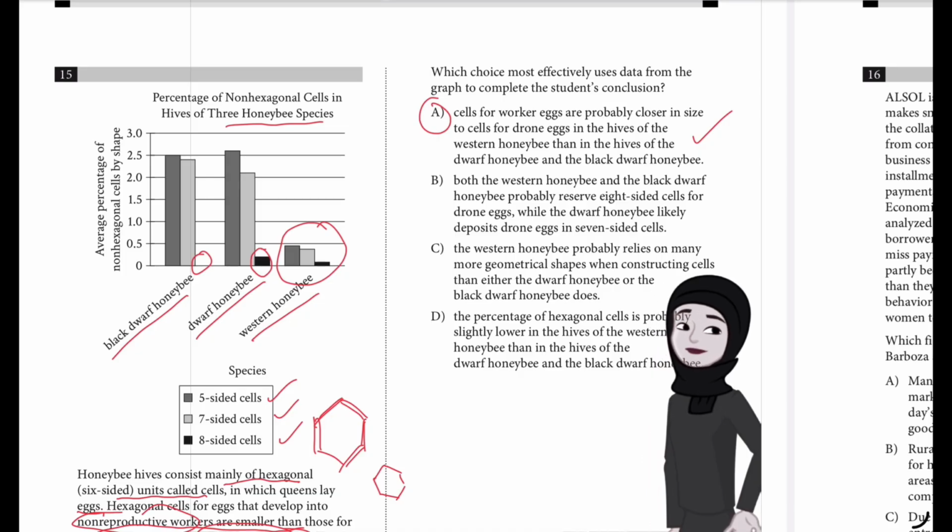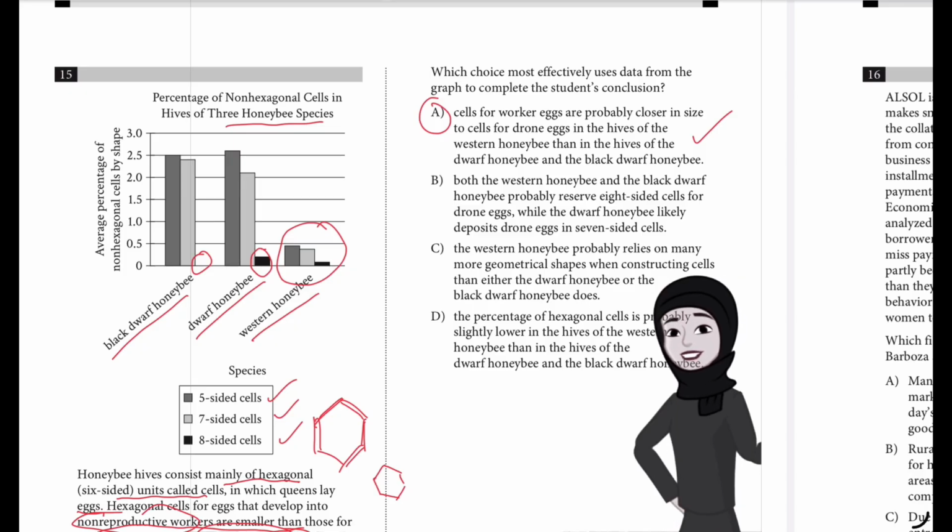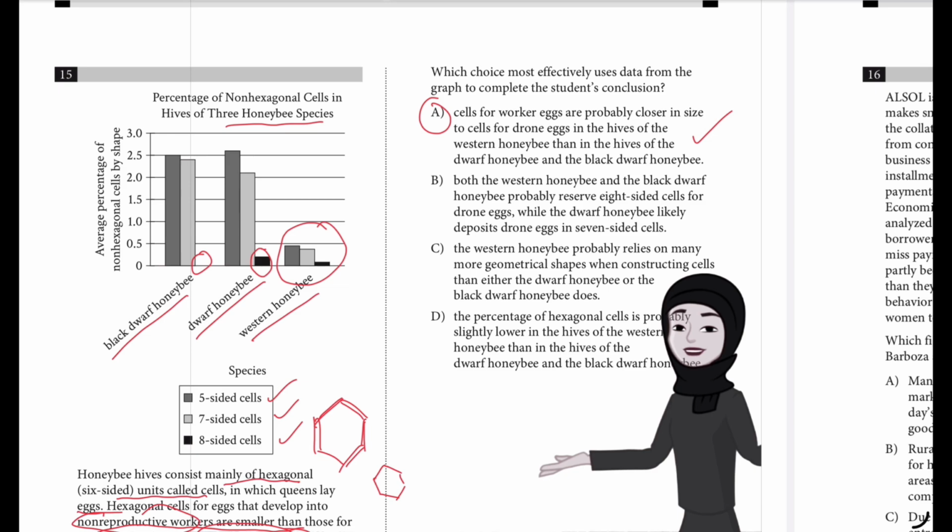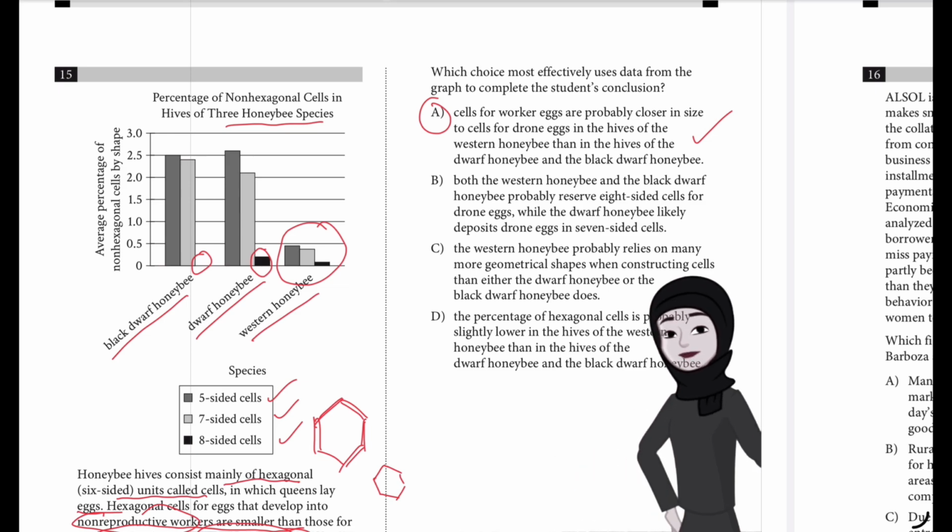The text also states that the size difference between drone egg cells and worker egg cells varies by species of honeybee. The graph displays data on the percentage of non-hexagonal cells in the hives of 3 species. In the hives of the western honeybee, the percentages of 5-sided, 7-sided and 8-sided cells are all less than 0.5%.